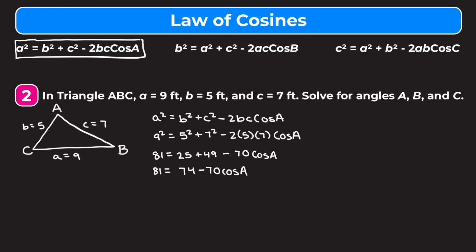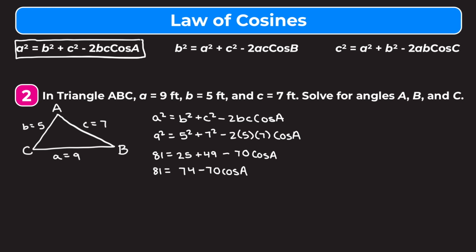And now what's really important is that you cannot subtract 74 minus 70. A lot of students want to do that because the 70 is being multiplied by cosine of A. So order of operations tells us we can't do that subtraction first, and we can't actually multiply the 70 by cosine of A right now because we don't know what A is.